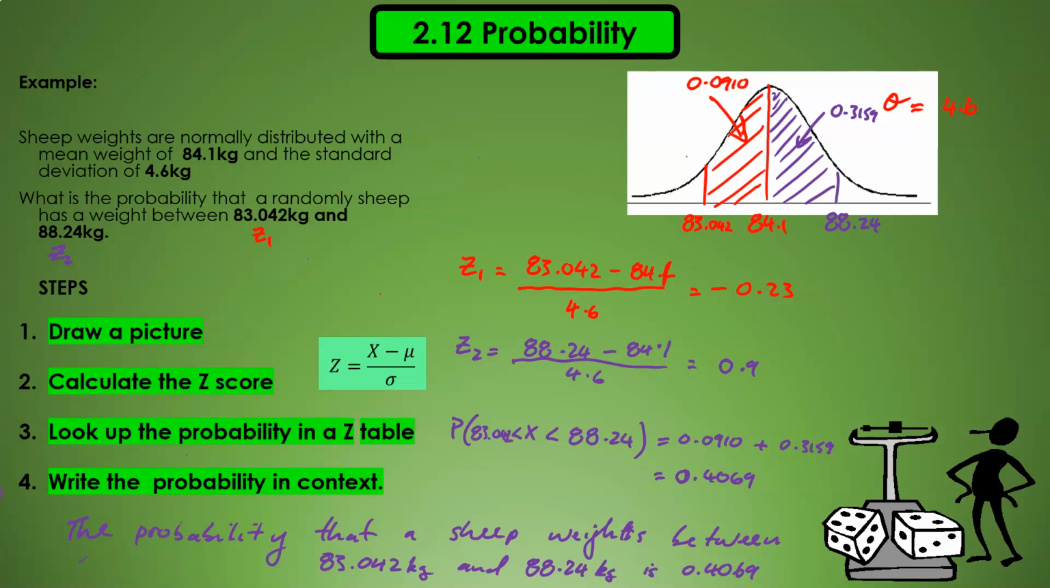So the probability that a sheep weighs between 83.042 kilos and 88.24 kilos is 0.4069, or about 40%. And that's it. So it's really nothing new, just having to add two bits together.